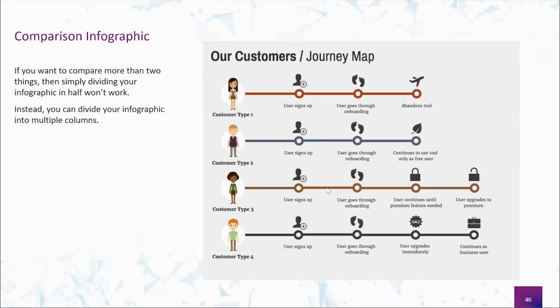What happens here is we have different customers. This is very useful even for us. So customer type 1: user signs up, goes through onboarding, gives up. Type 2: user signs up, goes through onboarding, continues to use the tool only as a free user, always happens. Type 3: user continues until a premium feature is needed, then upgrades to premium. Type 4: user goes through onboarding, upgrades immediately, and continues as a business user.